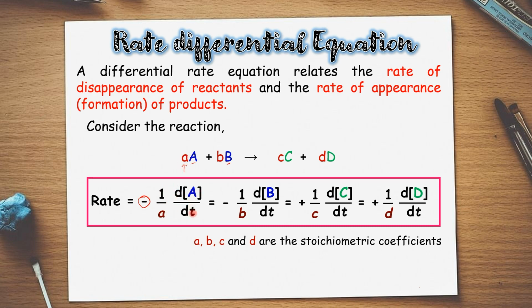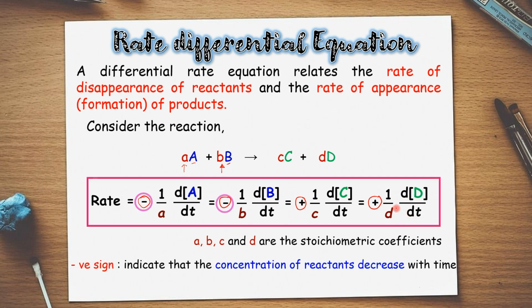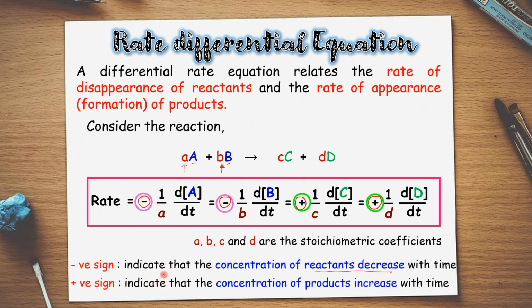So 1 over a, because the coefficient here is a, d concentration of A over dt, is equal to negative, because the concentration of B will decrease, 1 over b, because the coefficient for B is b, d concentration of B over dt, is equal to positive, since C is the product, 1 over c, d concentration of C over dt, is equal to positive because D is also a product, 1 over d, d concentration of D over dt. Please remember that the negative sign shows that the concentration of reactant decreases, whereas the positive sign indicates that the concentration of the product increases with time.